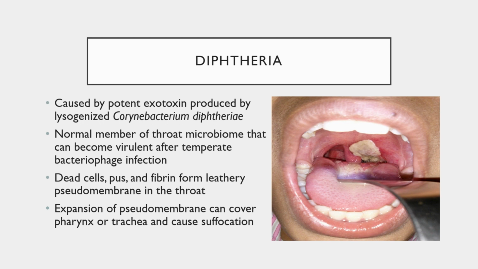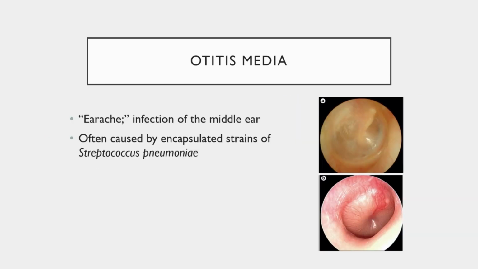However, now, due to protection by the DTaP vaccine, which stands for diphtheria, tetanus, and pertussis vaccine, because of the protection offered by this vaccine, there are now 5 or fewer cases in the US every year, thankfully. Next, we have otitis media. This is also known as an earache or a classic ear infection, specifically of the middle ear, and it is often caused by encapsulated strains of Streptococcus pneumoniae, although there are a wide variety of other pathogens that are both bacterial and viral in origin that can infect the middle ear.